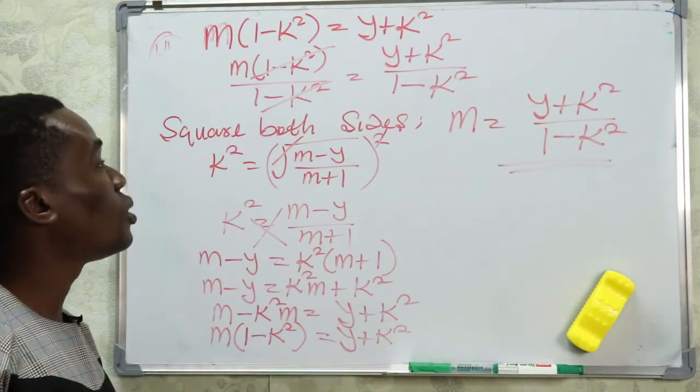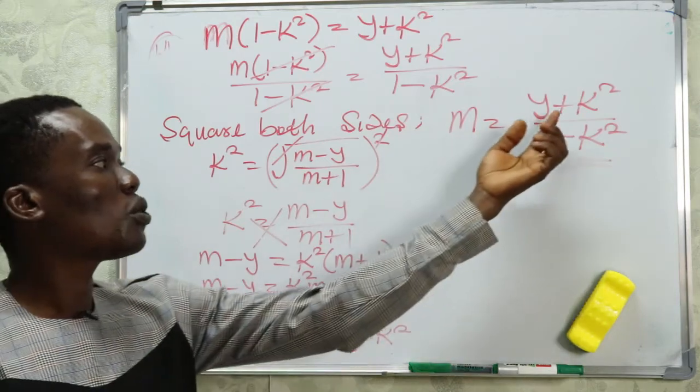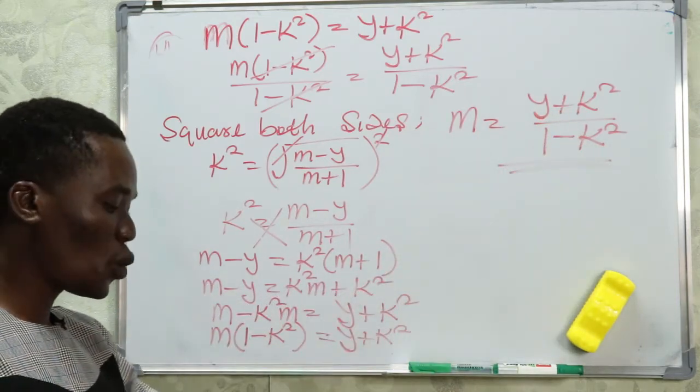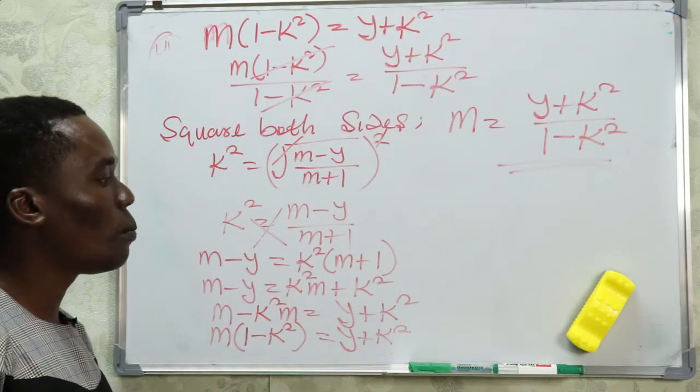Sample question number 14. m is equal to y plus k squared all over 1 minus k squared. Now let's look at question number 15.